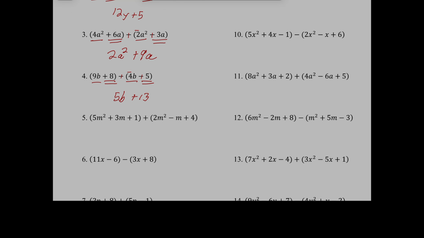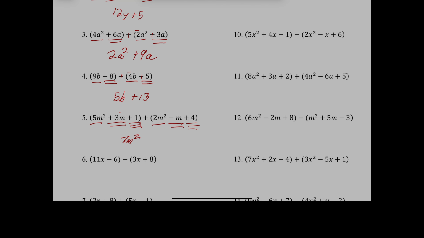Moving on, number 5. I have a plus, so I don't change anything, but I'll underline my m squareds. I'll double underline my m's, and I'll triple underline these. I've seen people use circles and squares and things, and if you like doing that, just something so your eyeball can see these. So 5m squared plus 2m squared is a 7m squared.